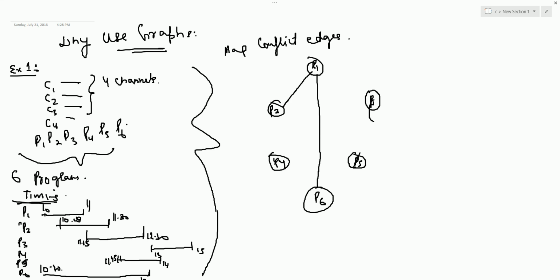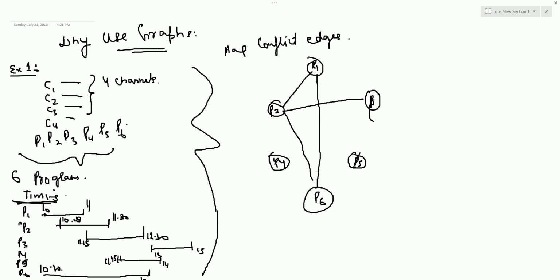P1 has a conflict with some other guy. P1 has a conflict with P2, yes, but not with P3, not with P4, not with P6. Okay, now start with P2. P2 has a conflict with P1, we have done it. P2 has a conflict with P3, so this is a conflict with P3. Okay, and P2 has a conflict with P6 as well.